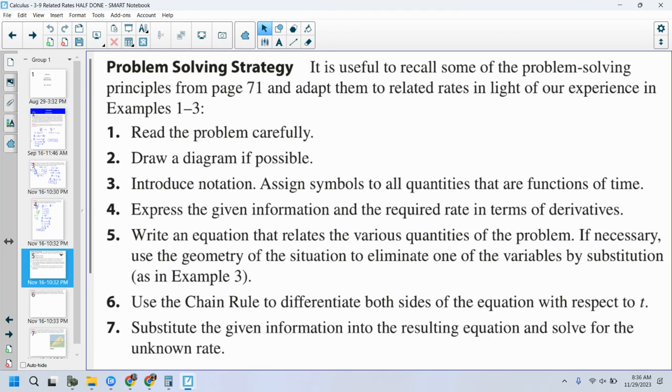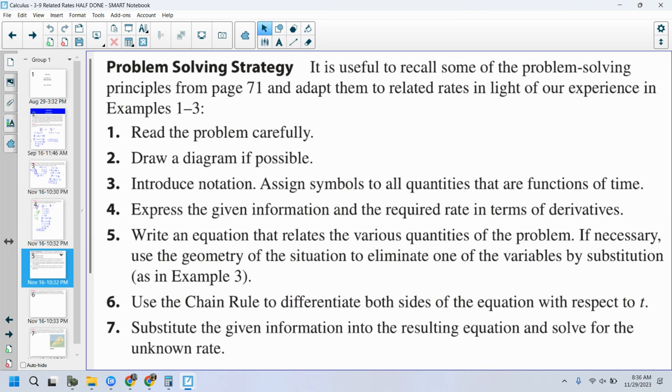Read the problem carefully. No, read it carelessly. Draw a diagram. I love to draw a diagram. My brain works better if I can see the problem. We introduce notation. That's kind of me saying, what do we know? What don't we know? Express the given information and the required rate in terms of derivatives. Yeah, that's like saying, okay, we know dx/dt. We're solving for dy/dt, whatever.